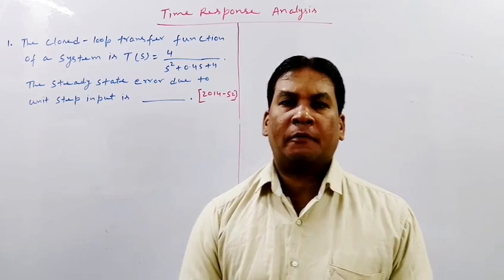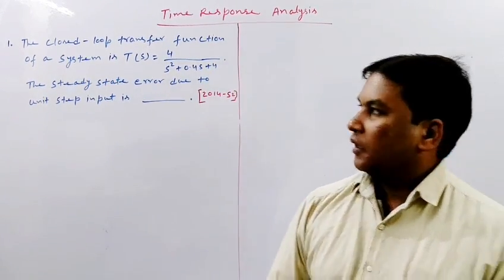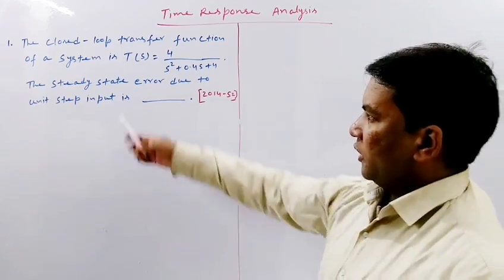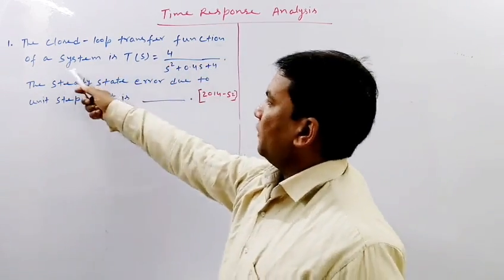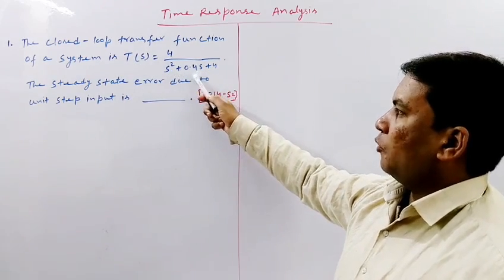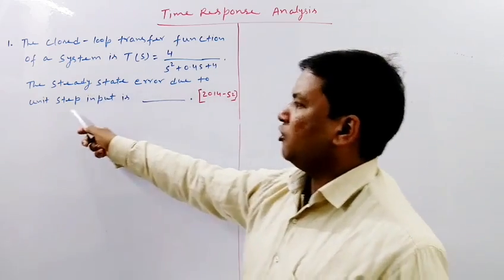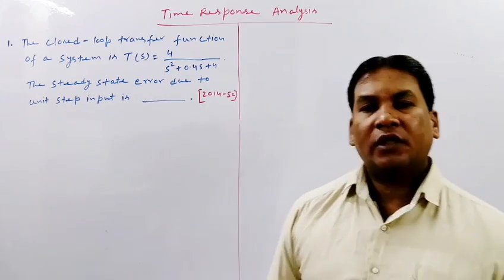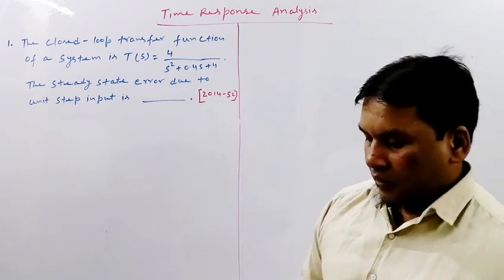First problem solving class of time response analysis. Here the first question is: the closed loop transfer function of a system is T(s) equal to 4 divided by s square plus 0.4s plus 4. The steady state error due to unit step input is. This question has been asked in GATE 2014 S2.